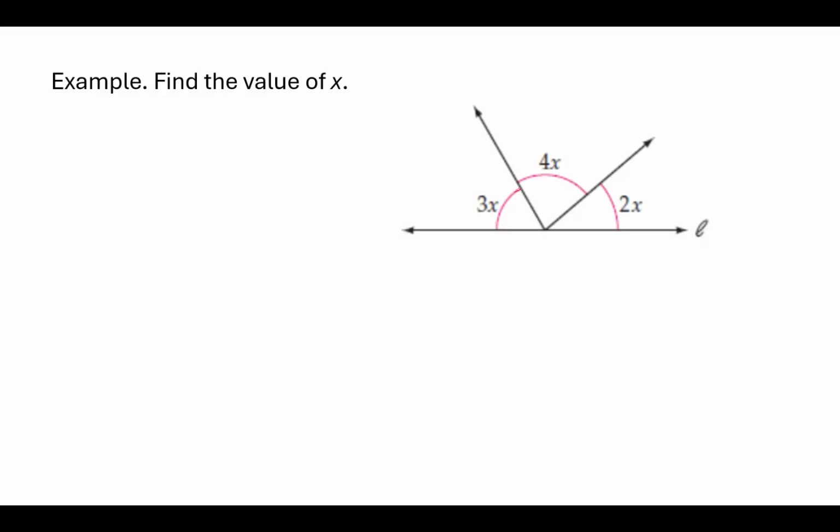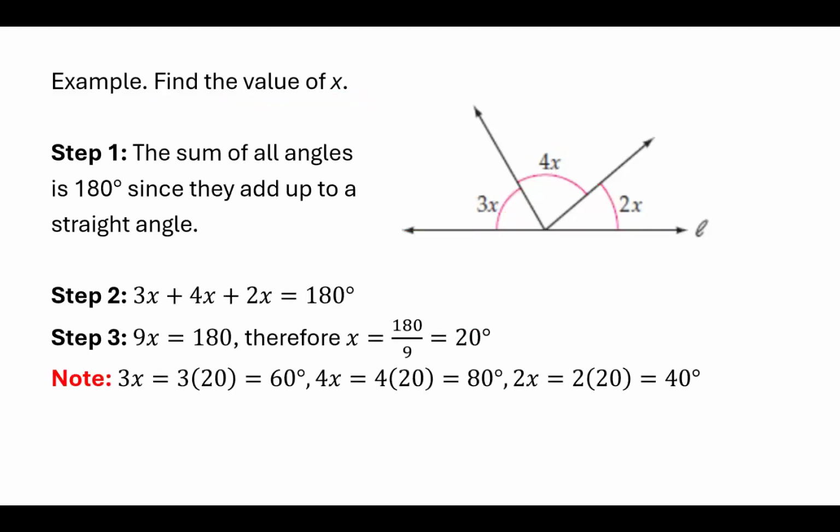So here I have this angle is represented with 3x. This angle is represented with 4x, and this angle is represented with 2x. The question is find the value of x. Well, notice that because the way the angles are set up, if you add them, you get a full line, which is a total of 180. So to answer this question, we can set up an equation. So the sum of these angles add up 180.